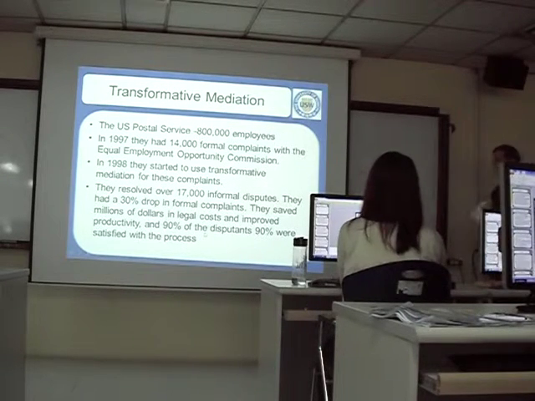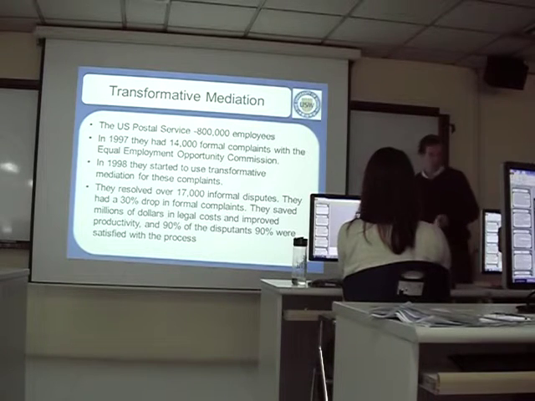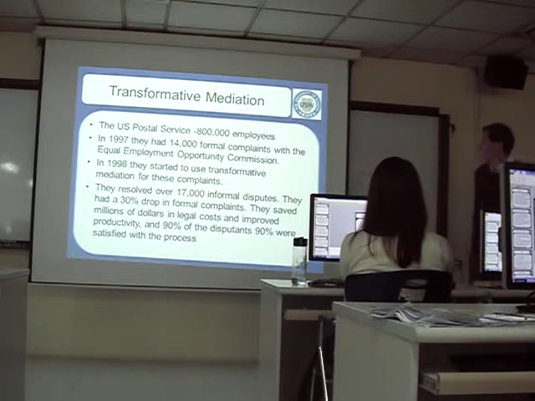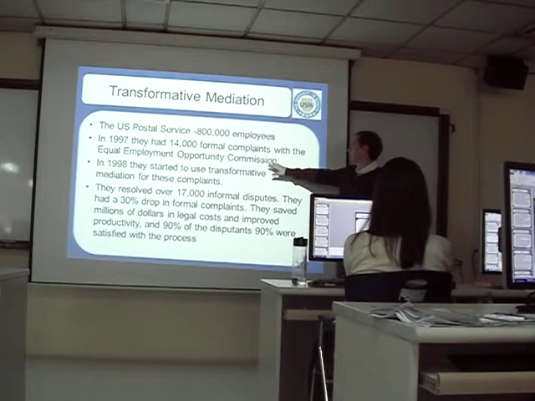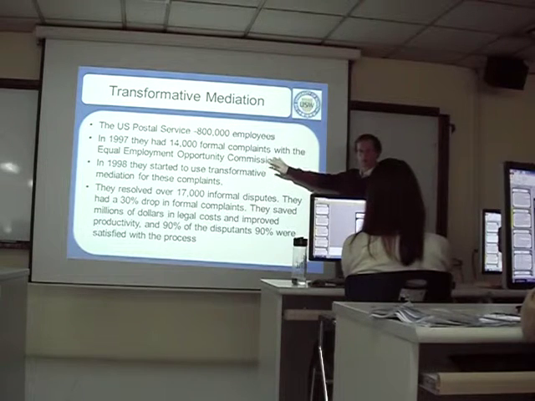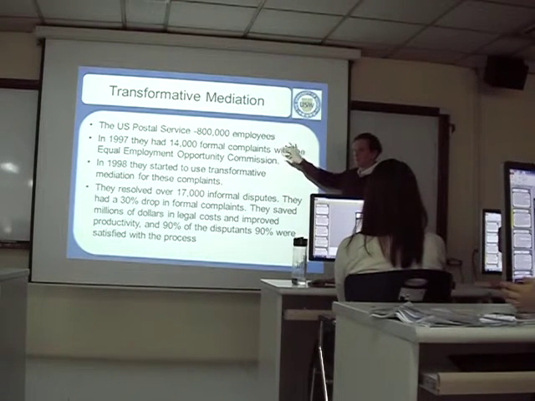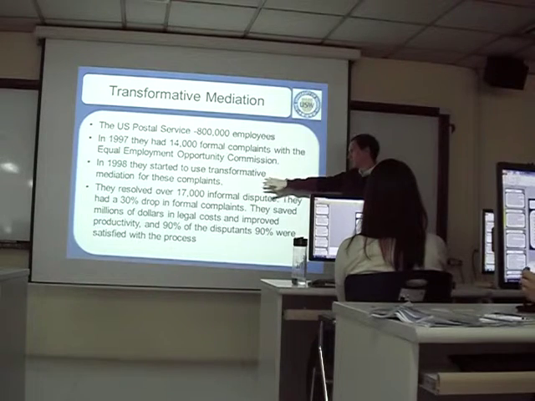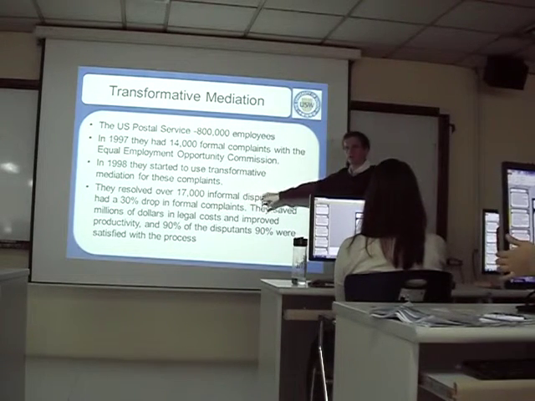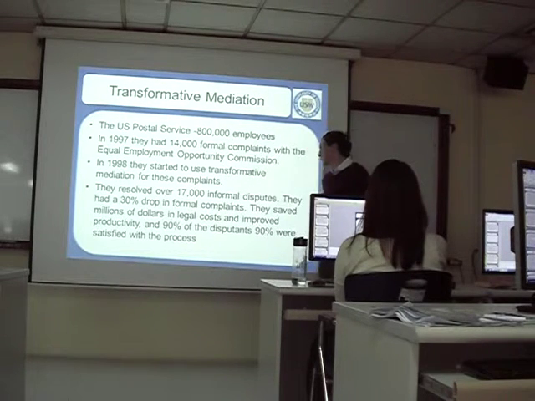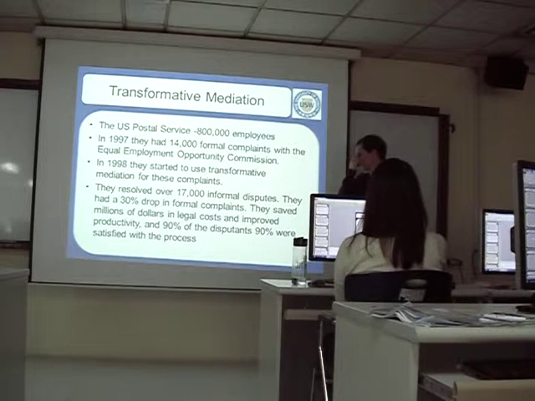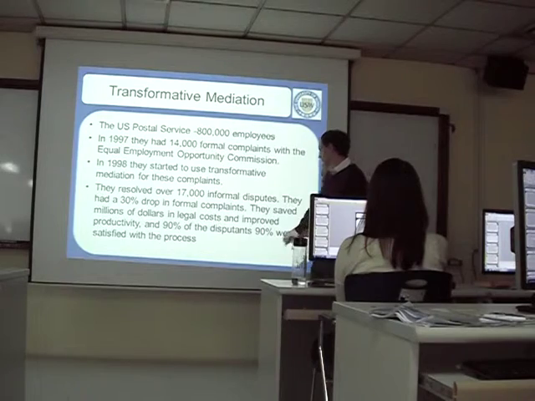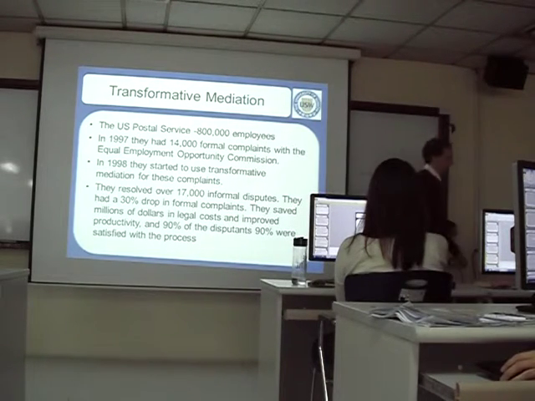So here's an example of transformative mediation. The US Postal Service has 800,000 workers. In 1997, they had 14,000 formal complaints with the Equal Employment Opportunity Commission. So their workers were complaining about them to the government, right? So they started to use transformative mediation for these complaints. They resolved over 17,000 informal disputes. This led to a 30% drop in complaints. They saved millions of dollars in legal costs and improved productivity. And 90% of the disputants were satisfied with the process.